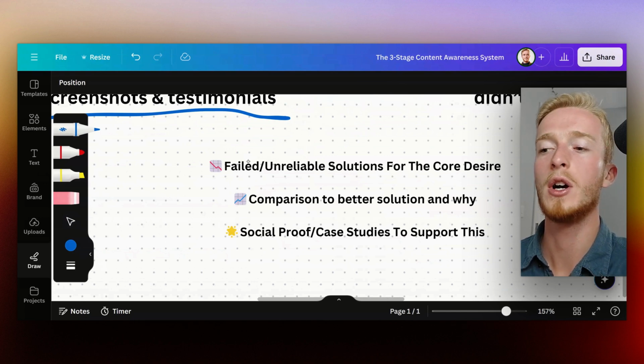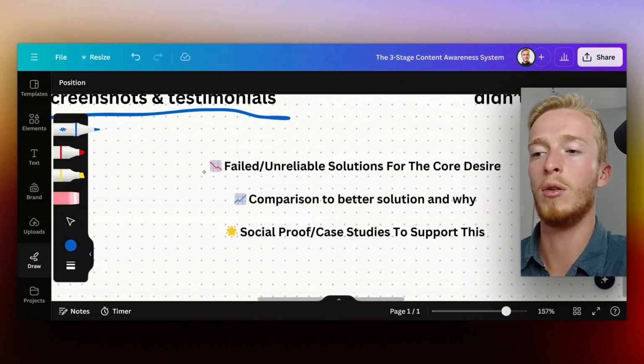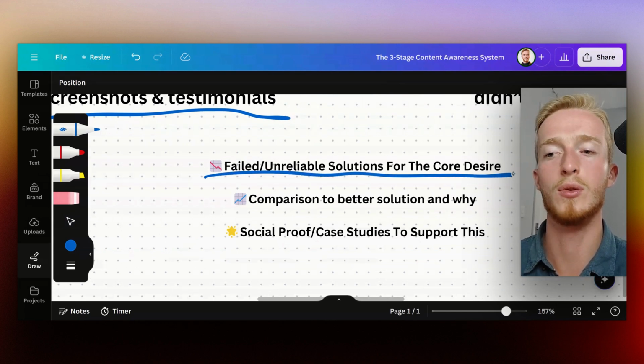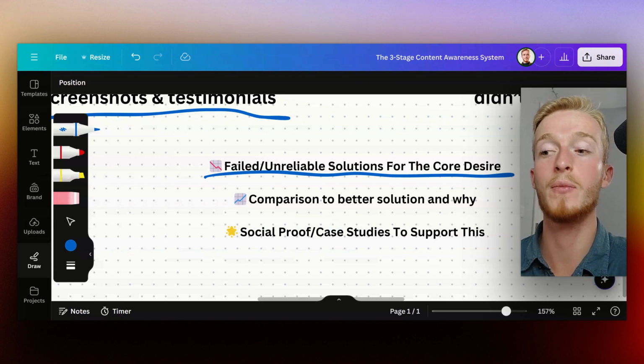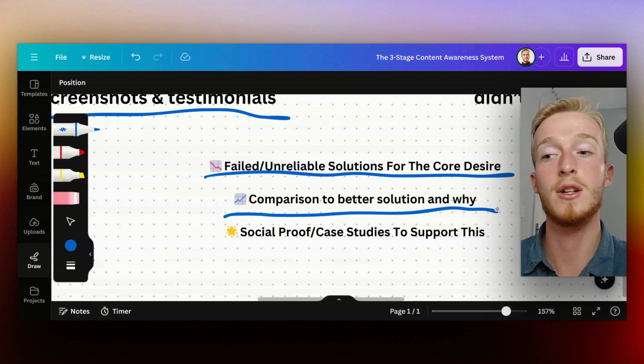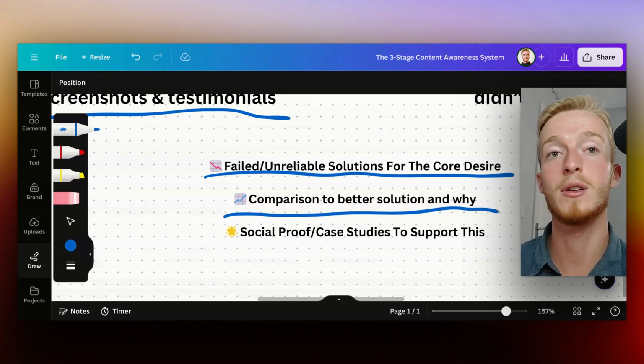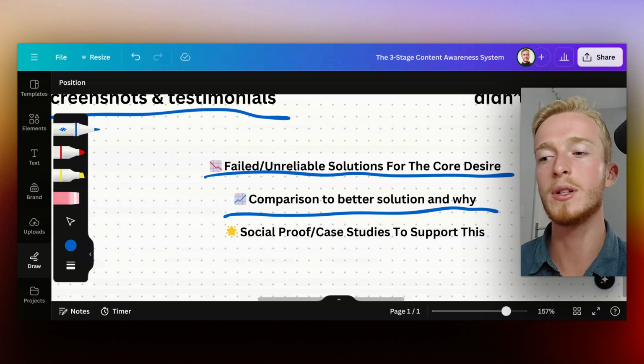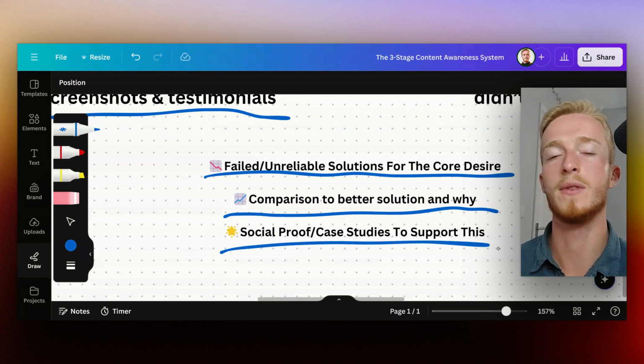And then finally, what you want to do is go into that worksheet that you would have opted in for. You then want to make bullet points of the failed and unreliable solutions for their core desire. You also want to make a note of some comparisons to better solutions that you would recommend for those unreliable solutions. And then you also want to include social proof and case studies that support either one of those.